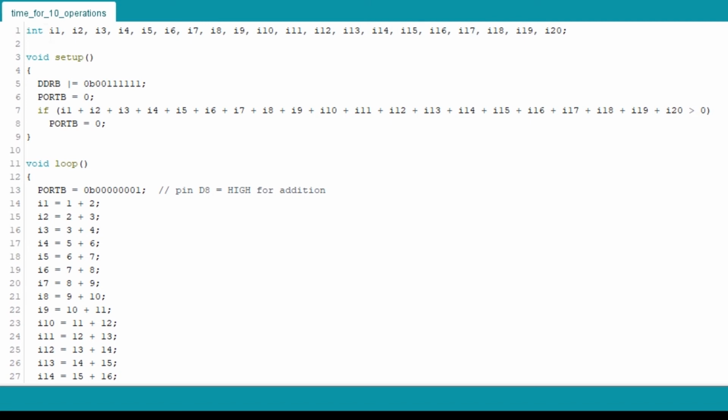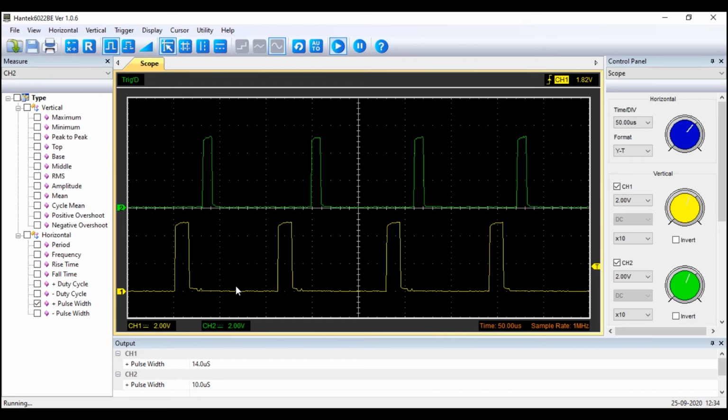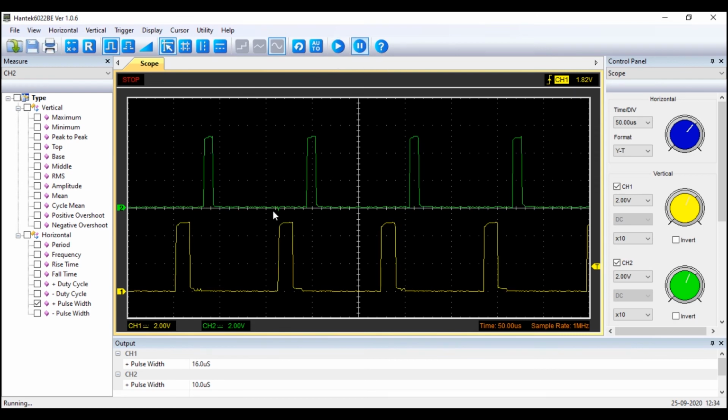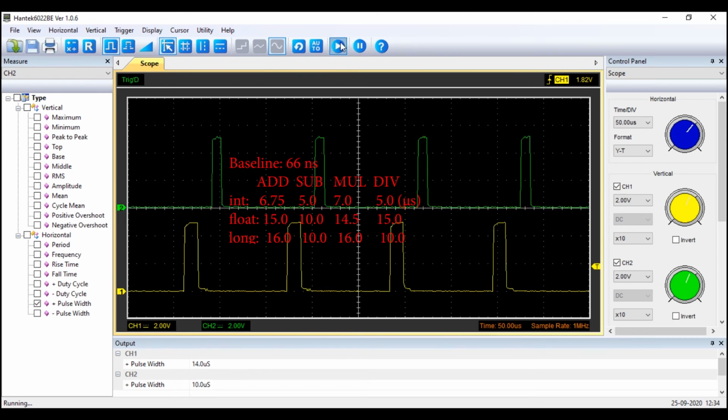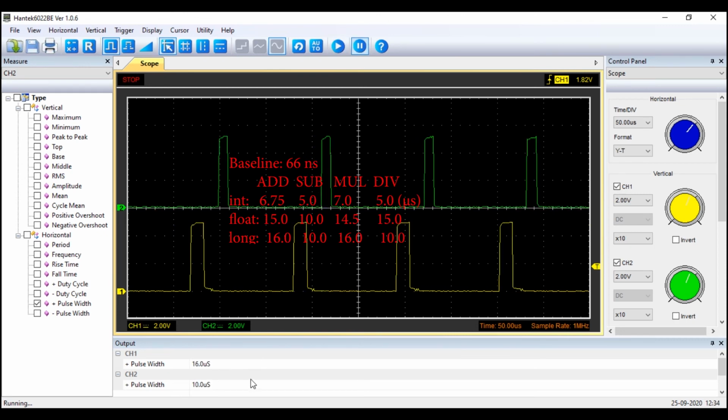In the case of long integers, the addition and multiplication are taking 16 microseconds, almost the same as float, and subtraction and division are both taking 10 microseconds. The subtraction time is almost the same as float, but the division is 5 microseconds less than float.